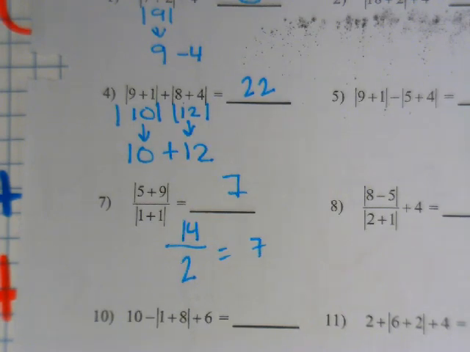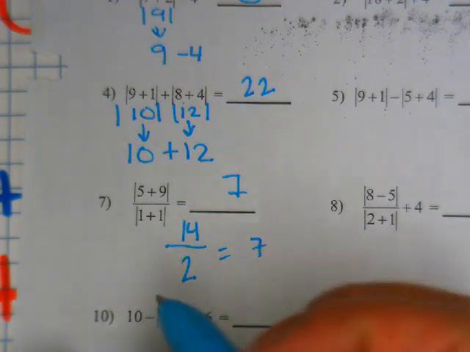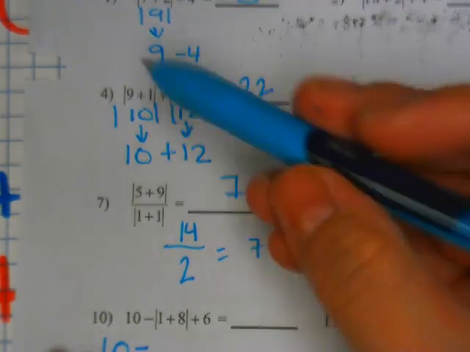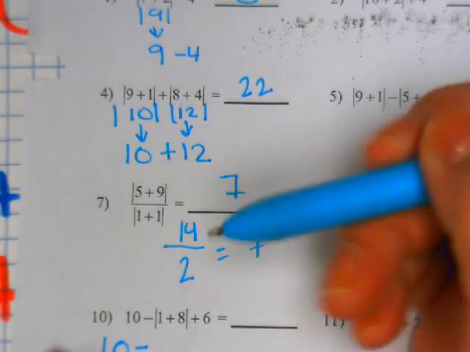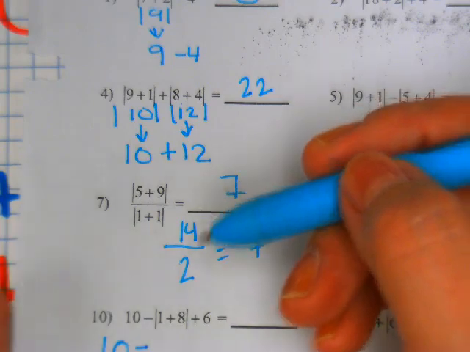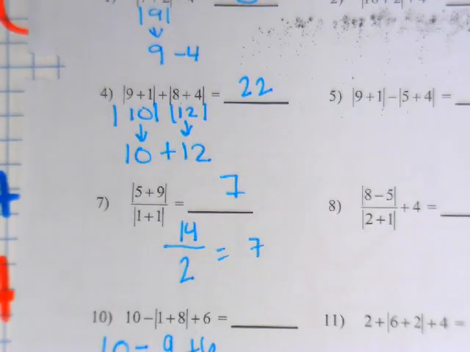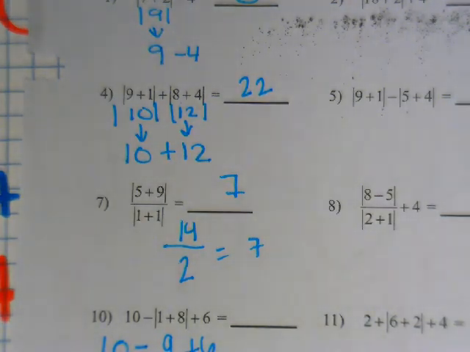All right, number 10. Number 10. All right, so do we do anything with the 10? Nope. 10 minus 1 plus 8, 9. Absolute value of 9 is 9 plus 6. Now, are we going to subtract or are we going to add first? All right. What's the bottom?